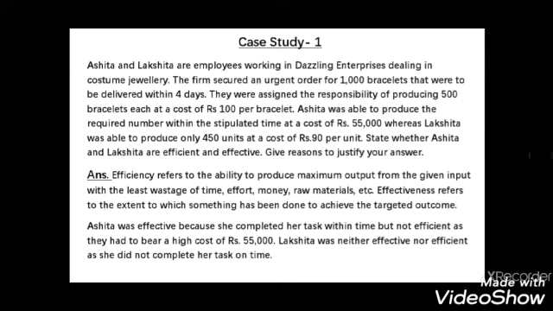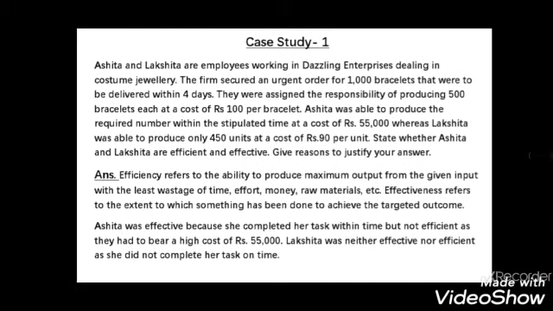Okay? The case study says that Akshita and Lakshita are employees working in Dazzling Enterprises, dealing in costume jewelry. The firm secured an urgent order for 1000 bracelets that were to be delivered within 4 days. Like they have to complete the order of 1000 bracelets within 4 days.